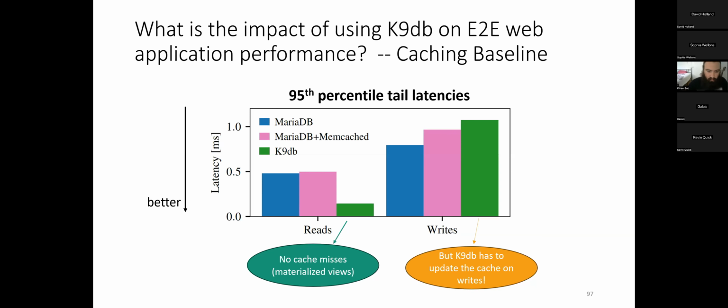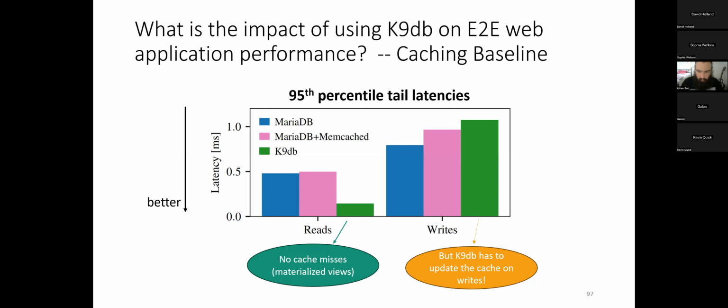Now, of course, there is no free lunch. We're fast on the reads, but on the writes, you can see that we have a little bit of additional overhead because we are performing more work. We are actually keeping the cache up to date as opposed to just invalidating the cache and removing the entry from the cache. We believe this is a very good trade-off because web applications generally are pretty read heavy. And so, significant savings on reads pretty much justify some additional amount of work on writes.